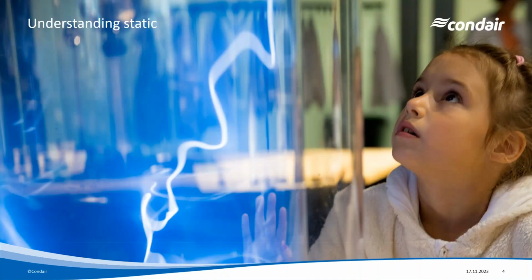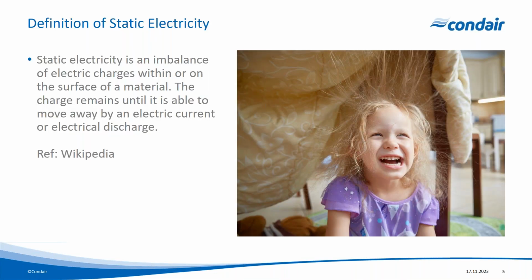So let's firstly look at understanding static. Well, what does Wikipedia say? It's always a pretty good place to start. Static electricity is an imbalance of electric charges within or on the surface of a material, and the charge remains until it's able to move away by electric current or electrical discharge. So often caused by friction when objects come into contact and then separate and then come into contact again. The word static is used to differentiate it from current electricity, where an electric charge flows through an electrical conductor.